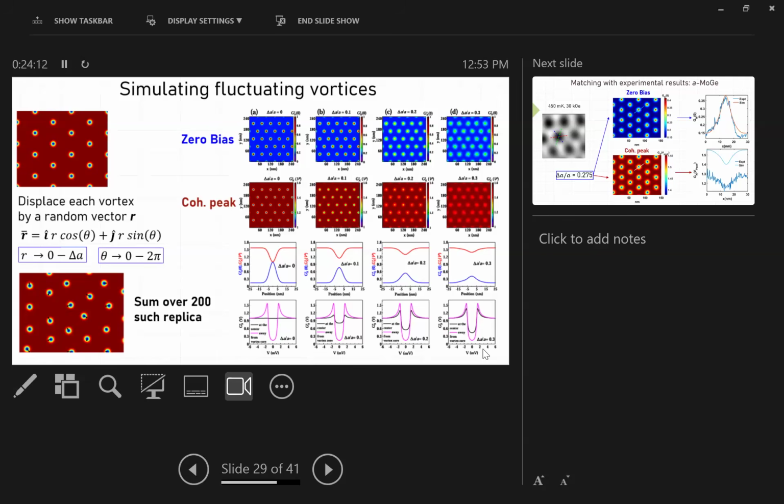Now we make about 200 such replicas and sum them. So this is in some way the Born-Oppenheimer approximation. And then this is what you see. Delta A by A is my relative amplitude of fluctuation. Here it is 0. As I increase the fluctuation, you can see that it gets more and more blurred. And if you look at the conductance now, you will see that at the center of the vortex, you have a conductance that does not go to 1. So this is my zero bias conductance, and this is the conductance at the coherence peak height.